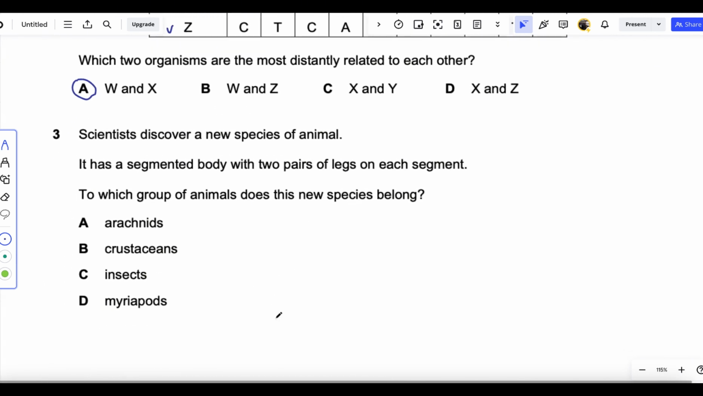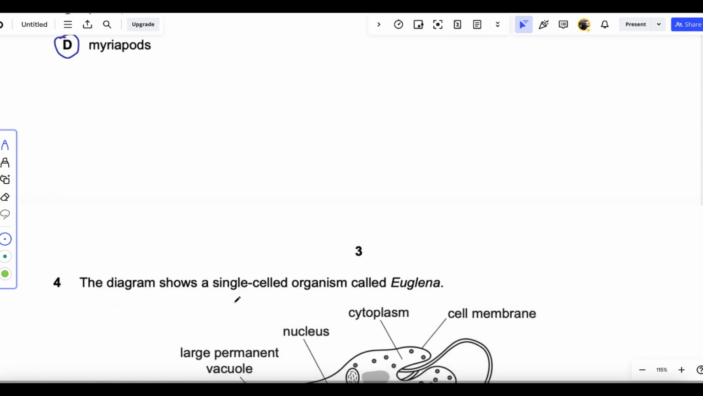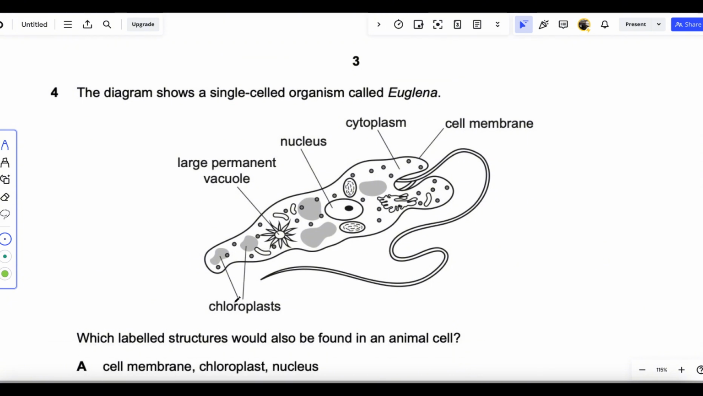Scientists discovered a new species of animal. It has a segmented body with 2 pairs of legs on each segment. So every segment has 2 pairs of legs, right? Now, to which group of animals does this new species belong? Other classification, okay? Is it arachnid? Is it crustacea? Is it insect? So this part, you just have to revise. When you have 2 pairs of legs on every segment, those classes are categorized as myriapod. Now we go to question 4.